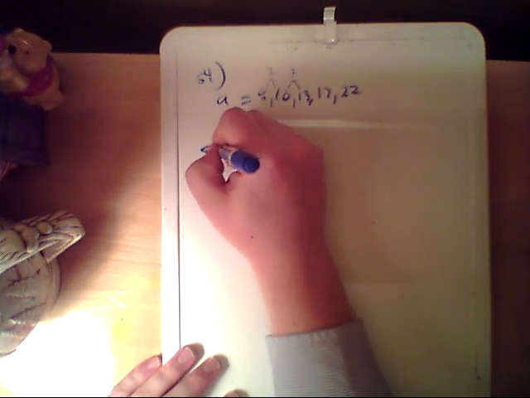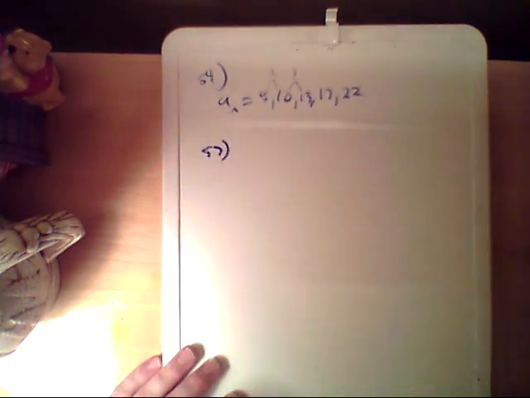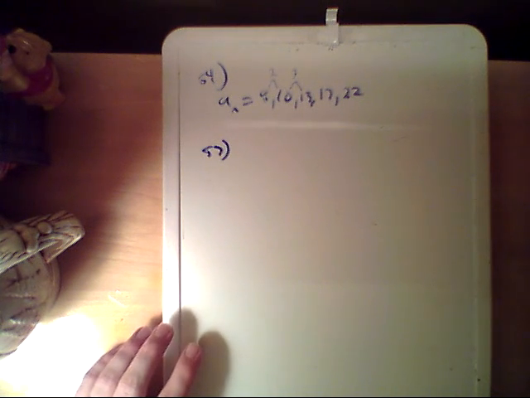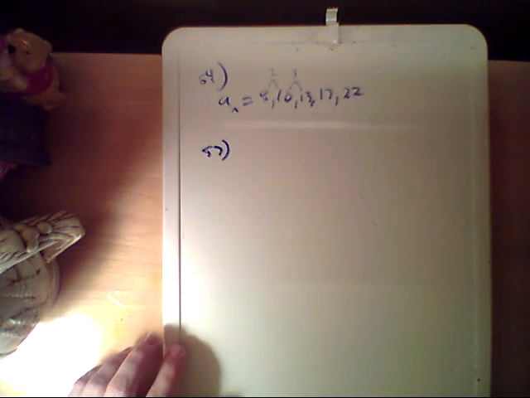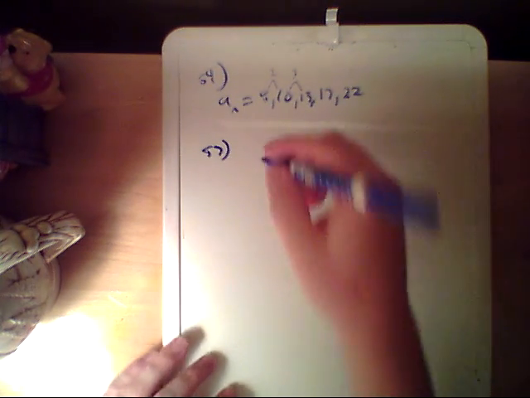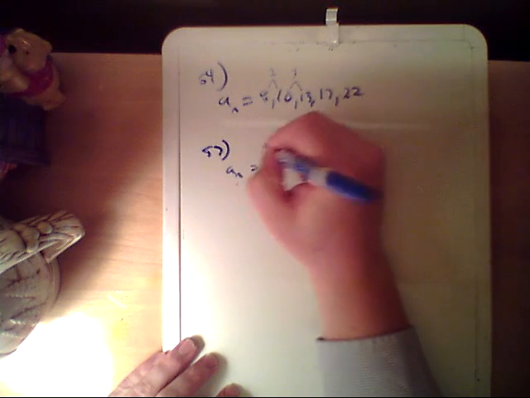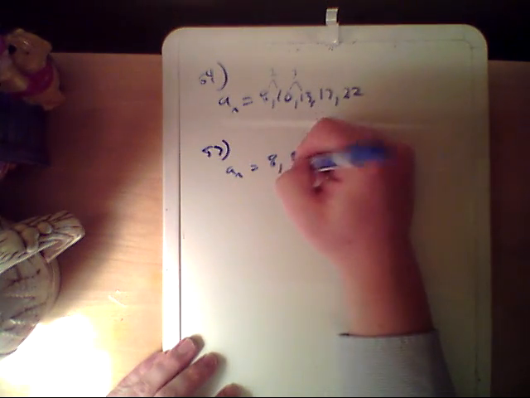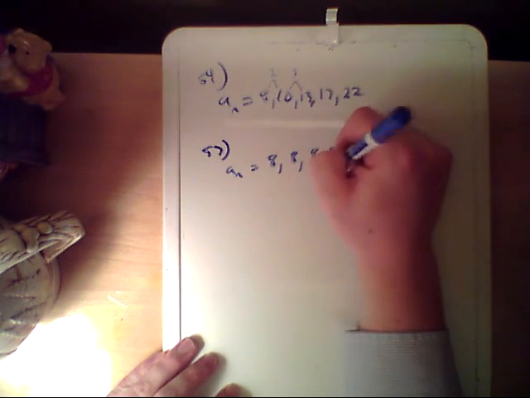So 57. Error analysis. Brody and Jen are determining whether the sequence 8, 8, 8, 8 is arithmetic, geometric, neither, or both. Okay, well, let's just check. So a sub n equals 8, 8, 8, 8, 8.